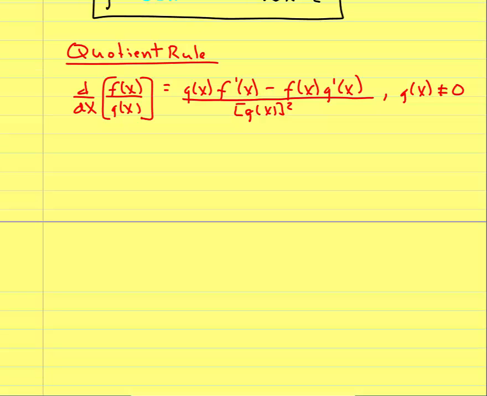Now, another way I've seen this written, this would be a high and this would be a low, so my low is my denominator, the high is my numerator. I've seen this written as low, like the word low, and then d high minus high d low all over low low, or low squared.